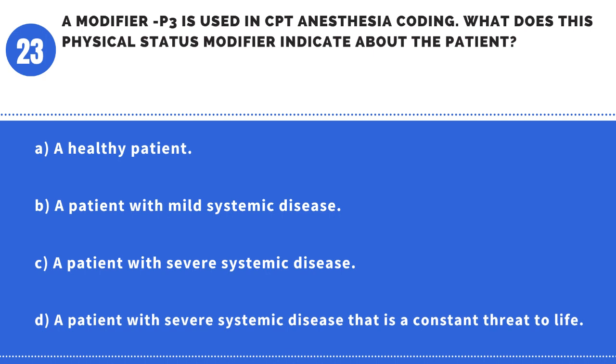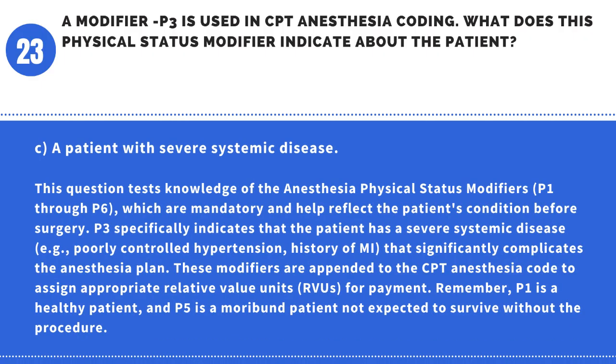Question 23. A modifier P3 is used in CPT anesthesia coding. What does this physical status modifier indicate about the patient? A. A healthy patient. B. A patient with mild systemic disease. C. A patient with severe systemic disease. D. A patient with severe systemic disease that is a constant threat to life. Answer C. A patient with severe systemic disease.